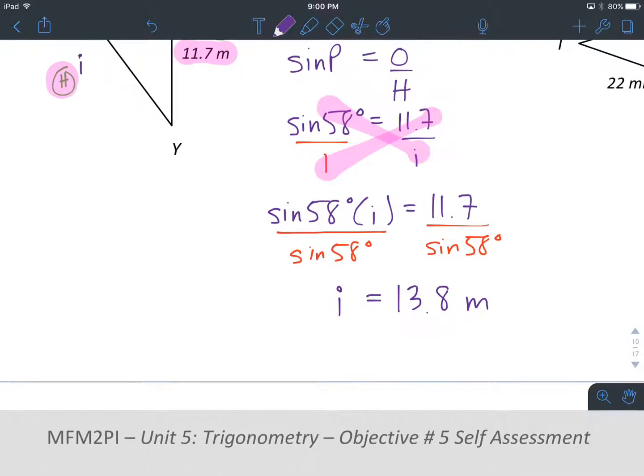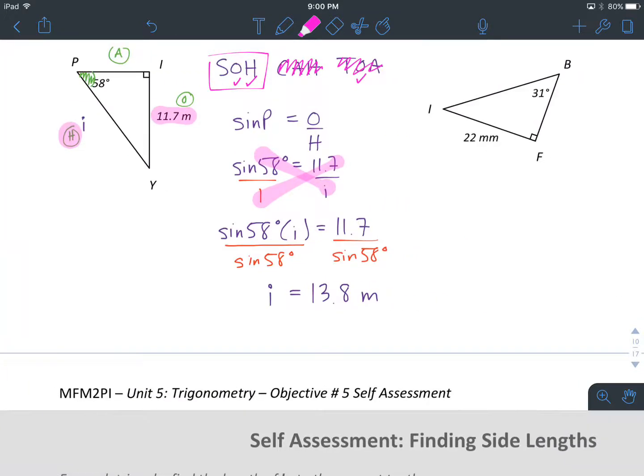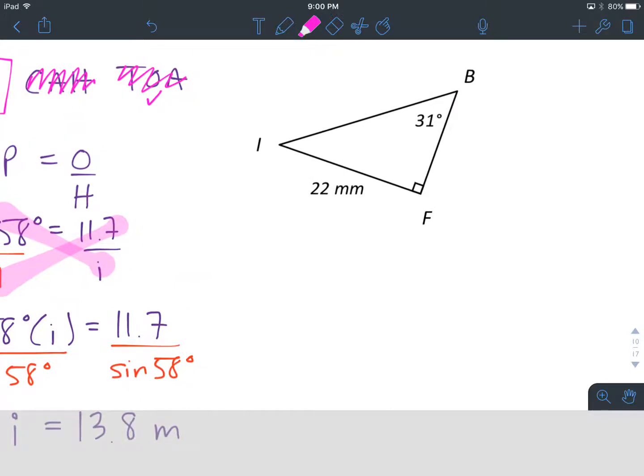You'll see there was that one additional step where we were called upon to divide both sides of our equation by whatever our variable was being multiplied by after our cross multiplication. So that's our extra step. What I'd like you to do is hit pause in the video and you go and try to find side little I, which is right here on this last example. When you're done, come on back and we'll see how you did.